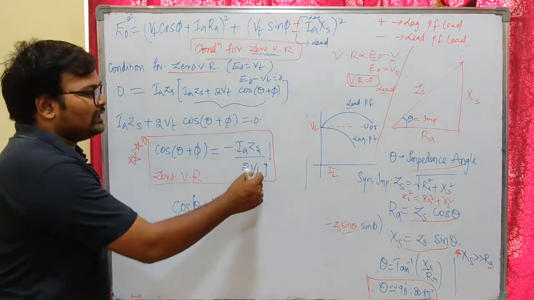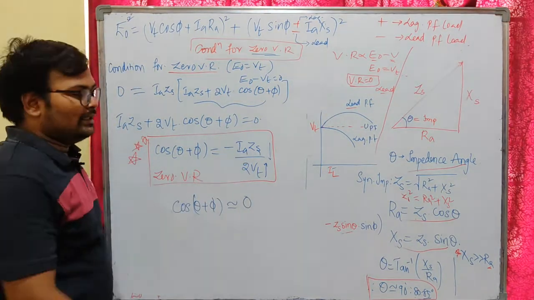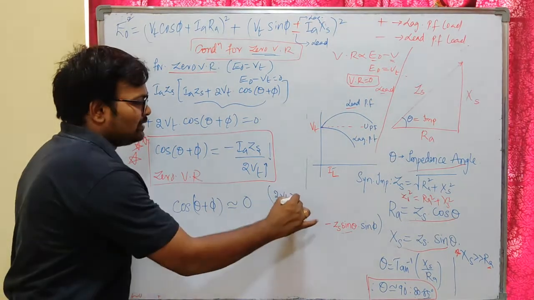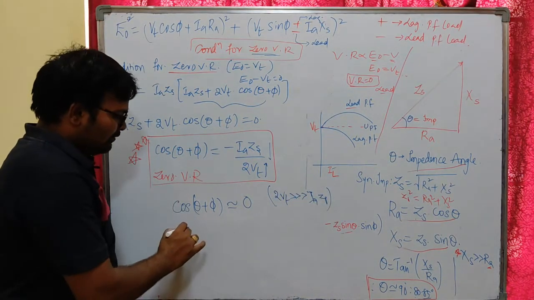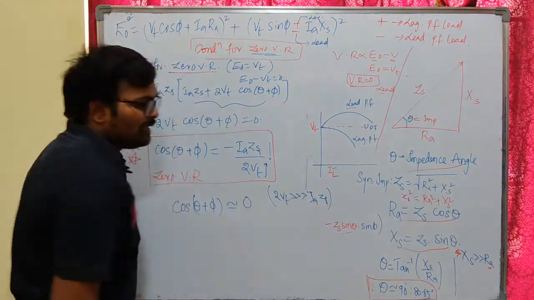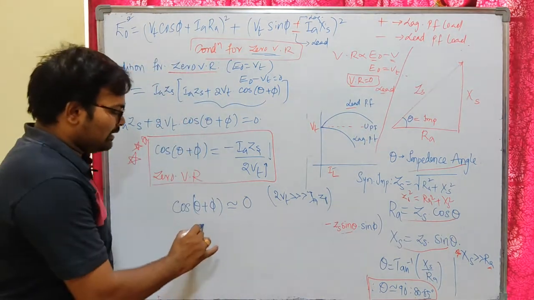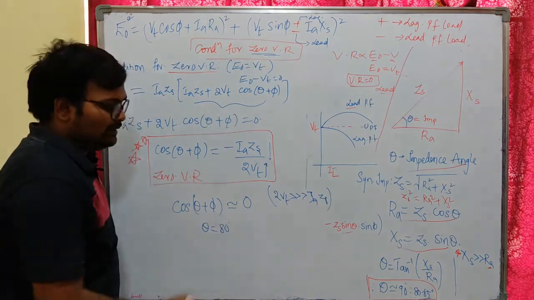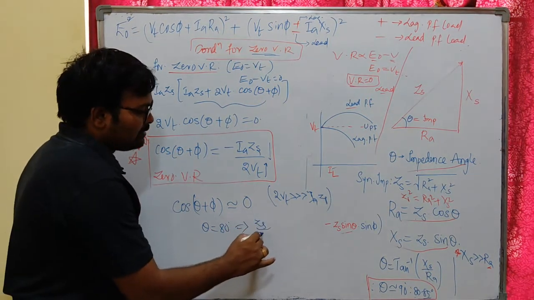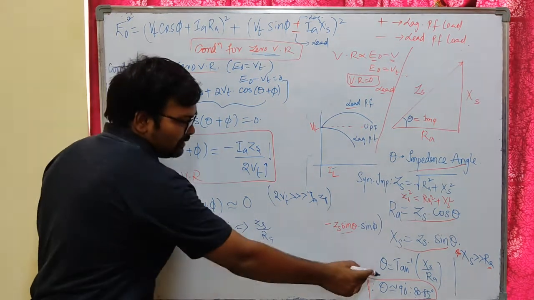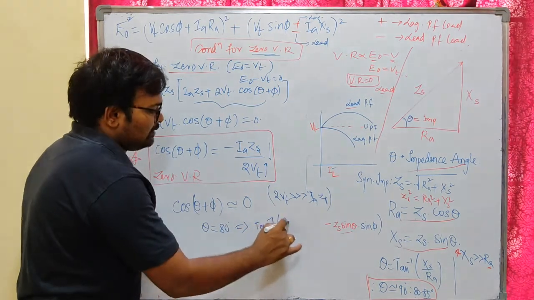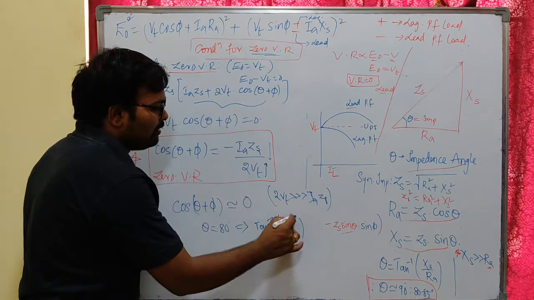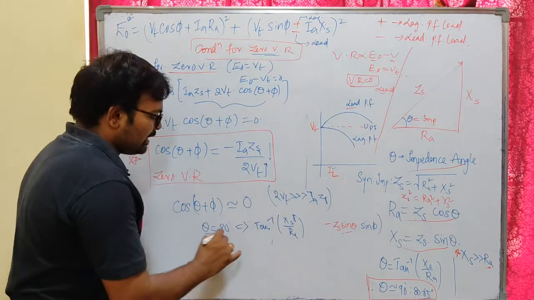Okay, as 2VT is very much large compared to IAZS. So cos of theta plus pi. I have already told you theta is having a range of 80 to 85 degrees. Let us say theta is 80 degrees. Here theta is nothing but tan inverse of XS by RA. Okay, tan inverse of XS by RA. As XS value has very large value compared to RA, the theta angle will be very much large.